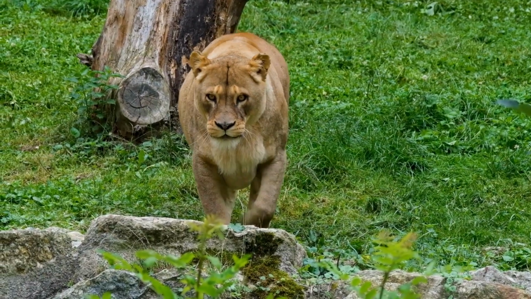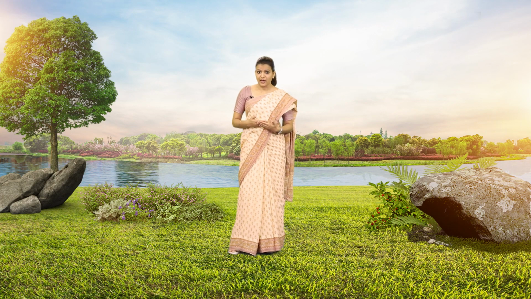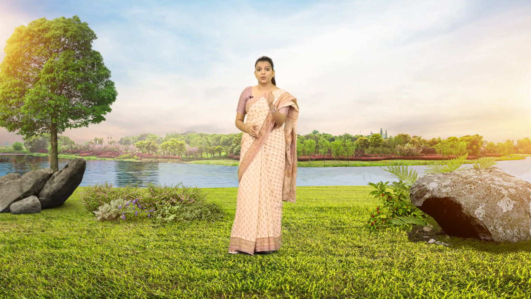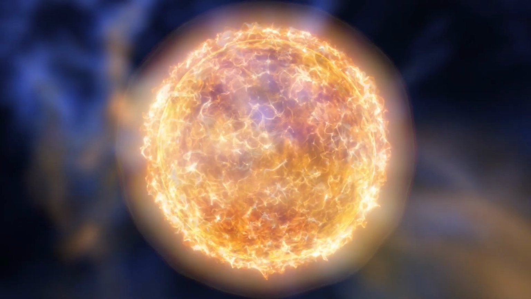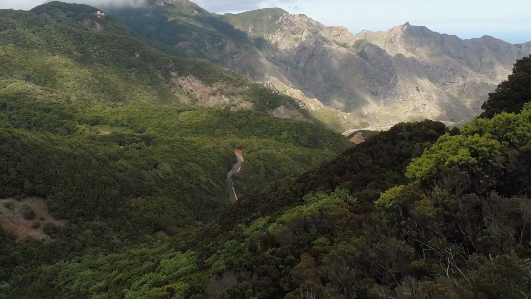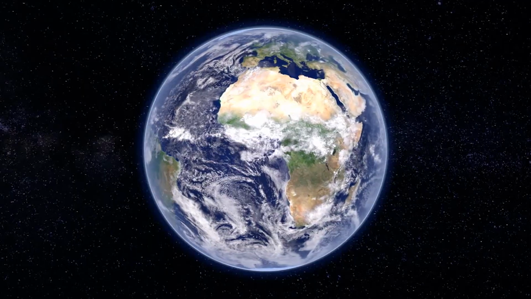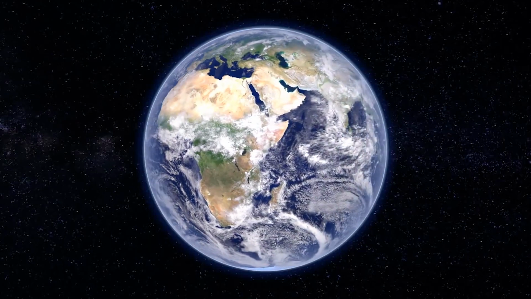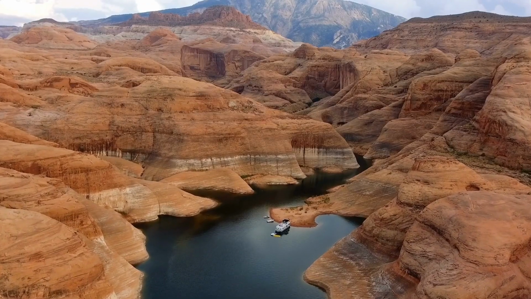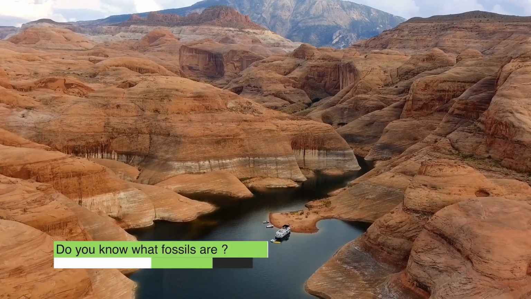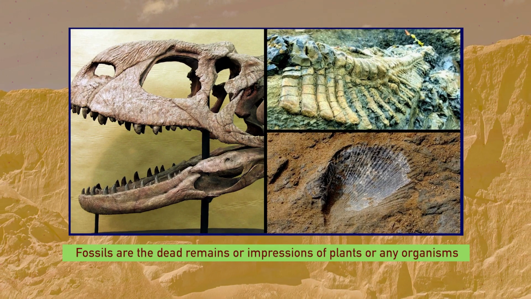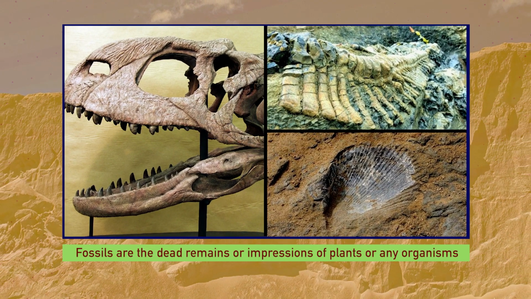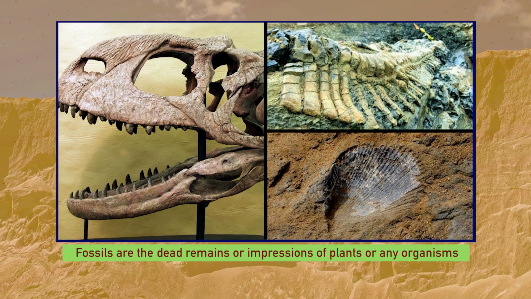Modern scientists refer to the origin of life as a kind of chemical reaction, which first generated complex organic molecules and assembled them. The record of life that existed on this planet in different periods is found in rocks in the form of fossils. Do you know what fossils are? Have you ever seen a fossil? Fossils are the dead remains or impressions of plants or any organism.